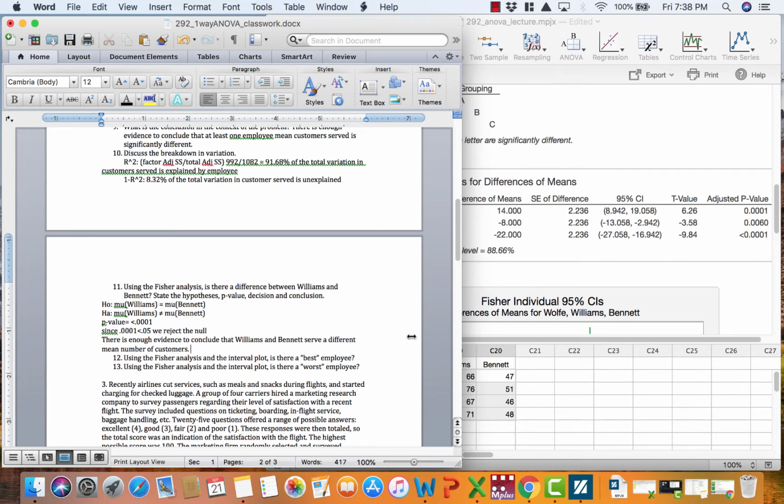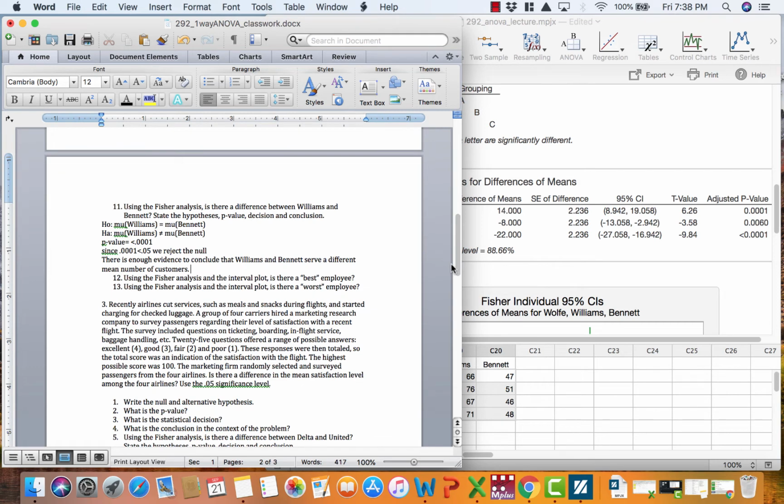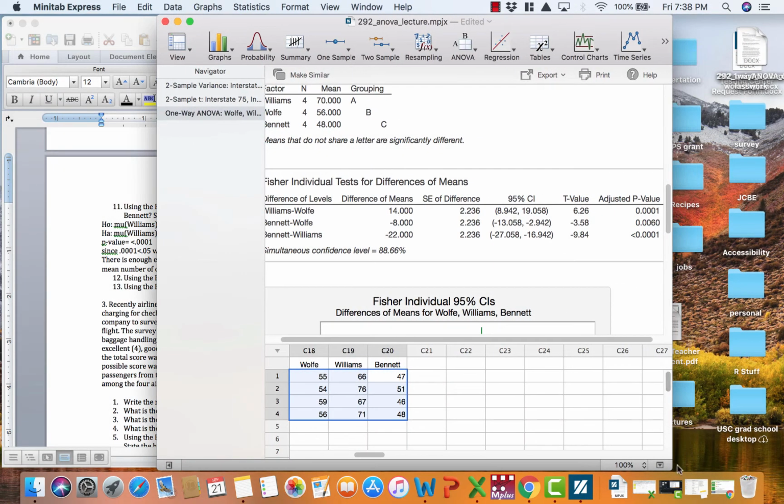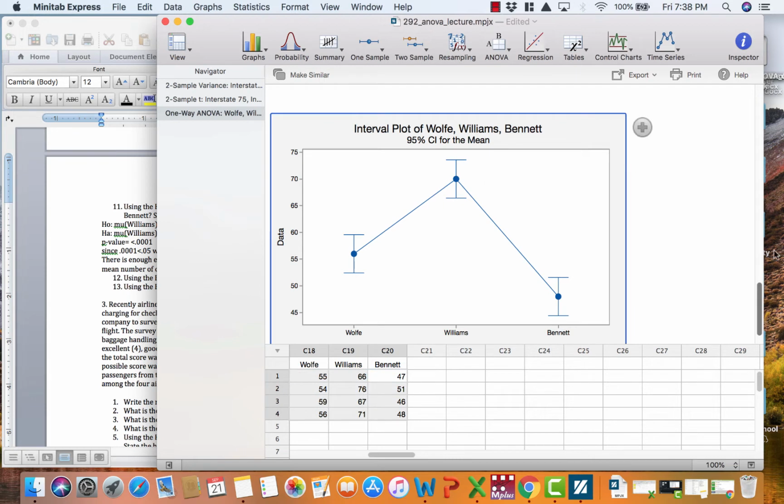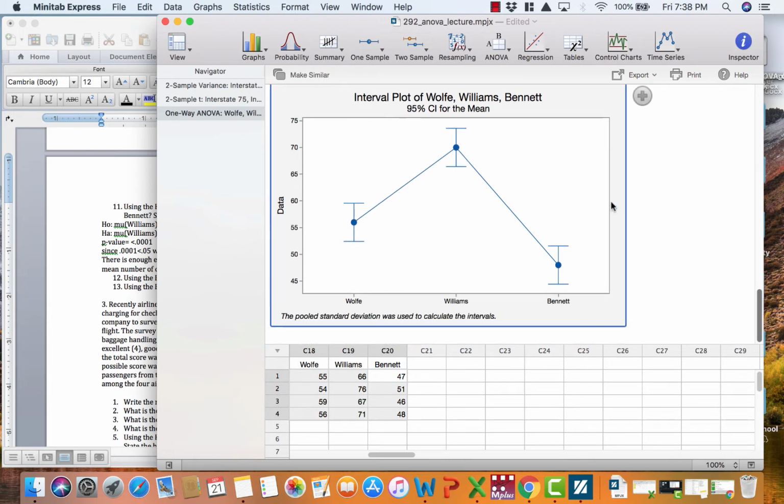All right, so the next question's a bit loaded. Using the Fisher analysis and the interval plot, is there a best employee? Let me expand this a little bit. Let's scroll down to our interval plot. Williams, the middle one here, the blue dot is his sample mean, and these bars represent a 95% confidence interval for the population mean number of customers served by Williams. And notice Williams is way up here above Wolf and Bennett.